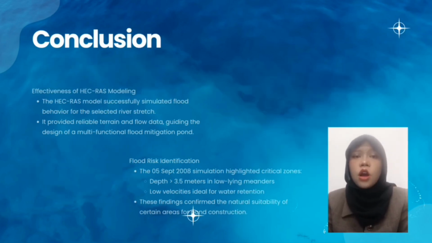Conclusion: effectiveness of the HEC-RAS model. The HEC-RAS model successfully simulates flood behavior for the Salad River Strait. It provides reliable terrain and flow data, guiding the design of a multifunctional flood mitigation pond for flood risk identification. The 5 September 2008 simulation highlighted critical zones with depth higher than 3.5 meters in low-lying meanders, and low velocities ideal for water retention. These findings confirm the natural suitability of certain areas for pond construction.